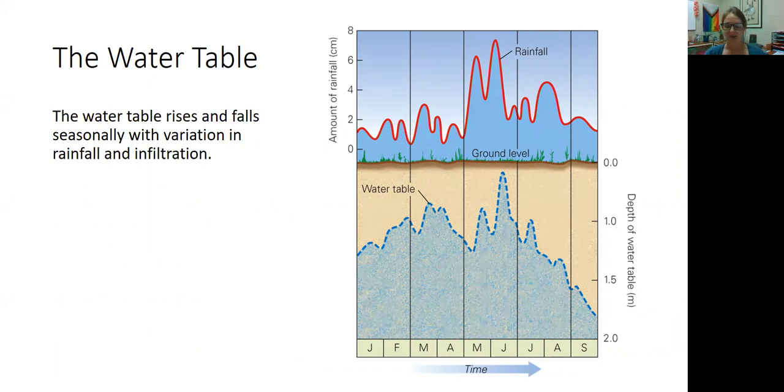During hurricane season down here, when it's really rainy, our water table sits up close to the surface. It's not very far beneath our feet. If I dig a hole, I could probably make it to the water table. Whereas when it's a lot drier, the water table is going to sink down deeper into the earth. If I dug a hole, I might not be able to reach the water table during those dry months.